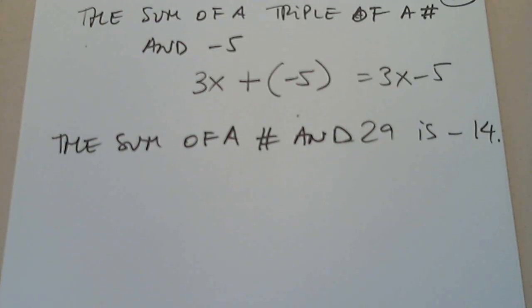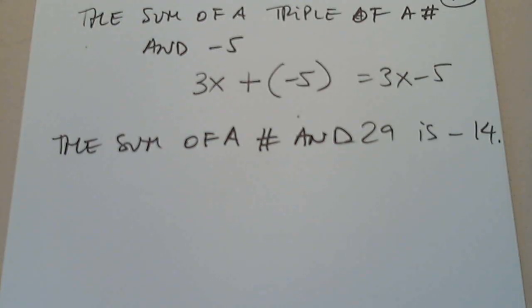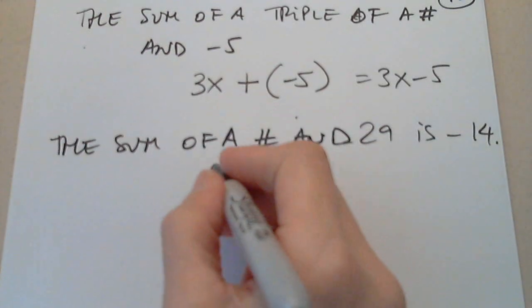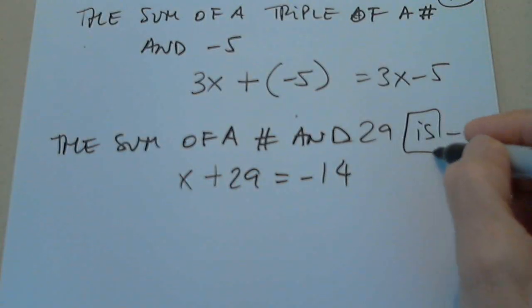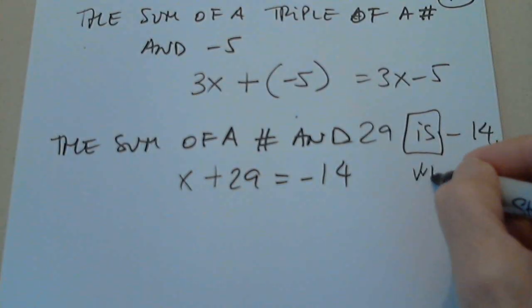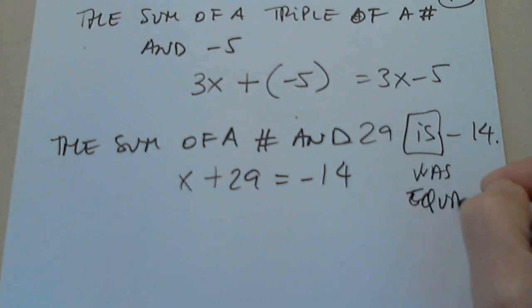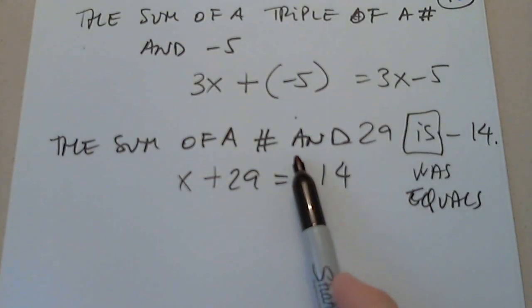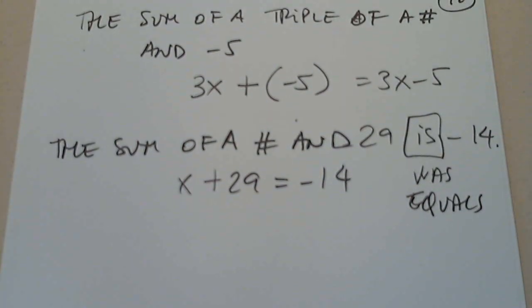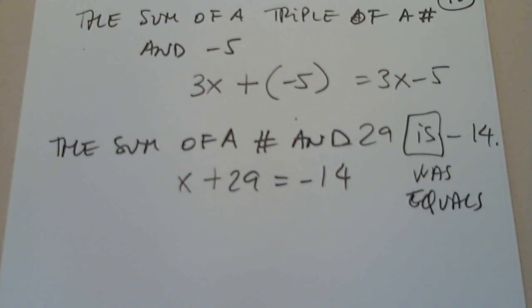Can anyone help with this? The sum of a number and 29 is -14. The sum of x and 29 equals -14. Indeed. So this is, was, equals. They all mean the same thing, the equal symbol. So the sum of a number and 29 is -14 is correct. Any questions?